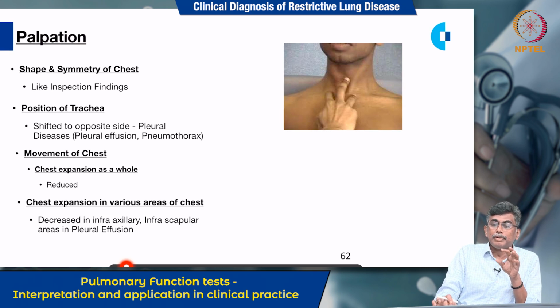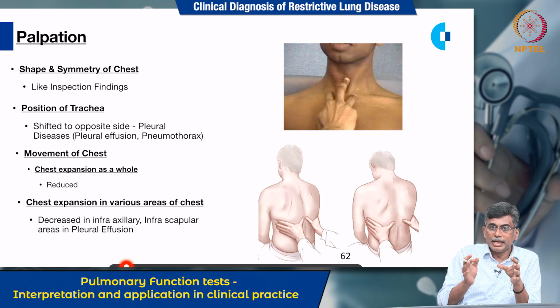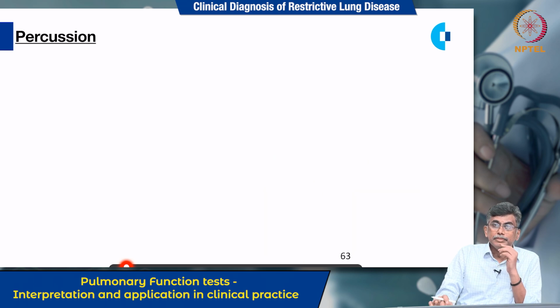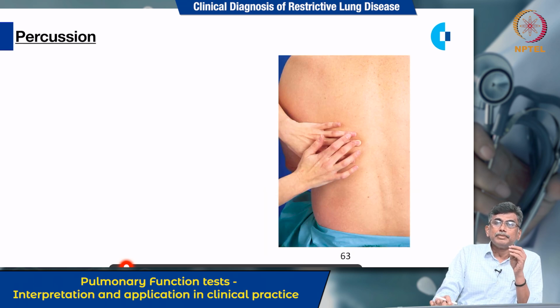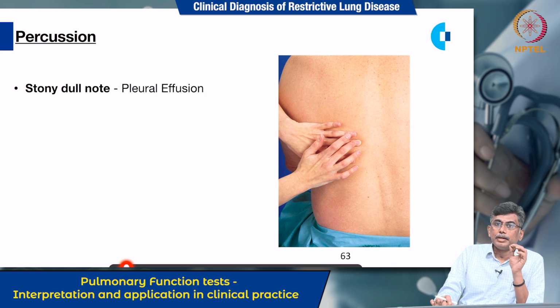But another important point to identify where is the site of the problem, like a pleural effusion: the chest expansion we do in different areas. So we can see that in the infrascapular, infra-axillary and interscapular areas, the chest expansion is decreased on the side of the pleural effusion. Percussion is very important to identify pleural diseases. You get a stony dull note to percussion.